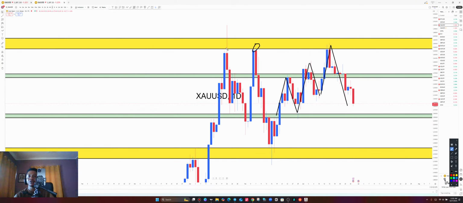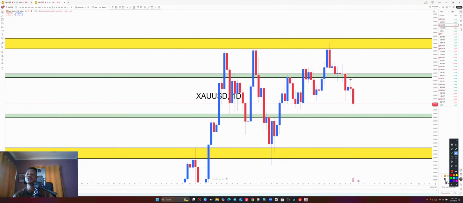Because of the strong level of sell pressure here, sellers have been able to break below this previous higher high, and it's dropping all the way to the downside, possibly to get here as the new lower low. So XAUUSD price is dropping all the way to the downside. If it is dropping, what do we do?